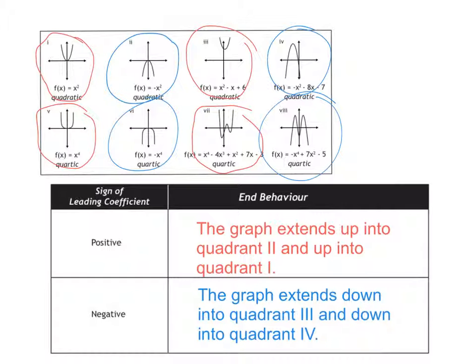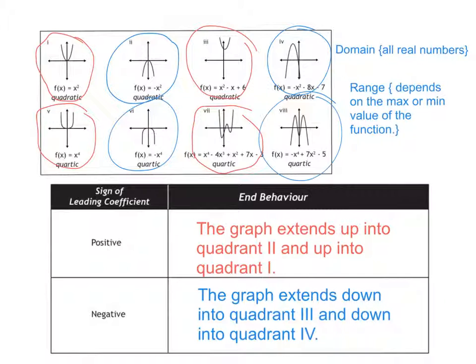You should also notice that these all have the same domain. X is any real number, because they extend forever to the left and right. But the range depends on the maximum or minimum value of the function. Because they all actually have a maximum or minimum. They extend up forever or down forever, but not both. The domain is all real numbers. You can put that as x ∈ R if you want. X is an element of the set of real numbers. The range depends on the maximum or minimum value of the function.